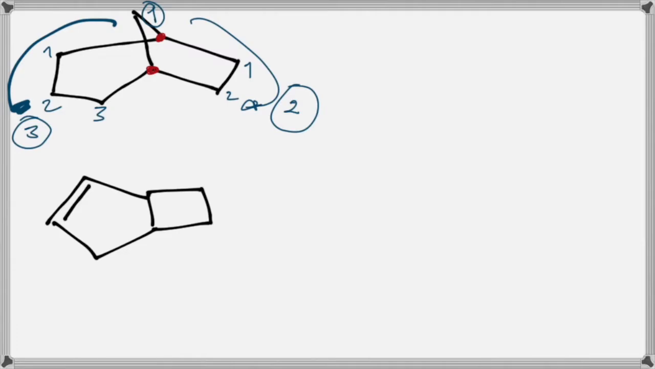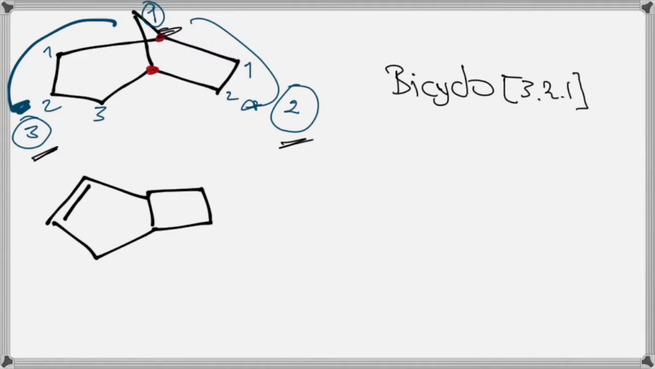This is important because when naming them, it's actually going to be bicyclo, because there are 2 cycloalkanes, and we have to put in square brackets the numbers in descending order, the 3, the 2, and the 1. It's going to be [3.2.1], and the total of carbons is going to be 1, 2, 3, 4, 5, 6, 7, 8. It's going to be octane.